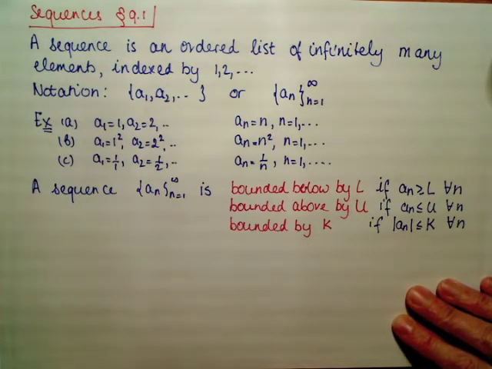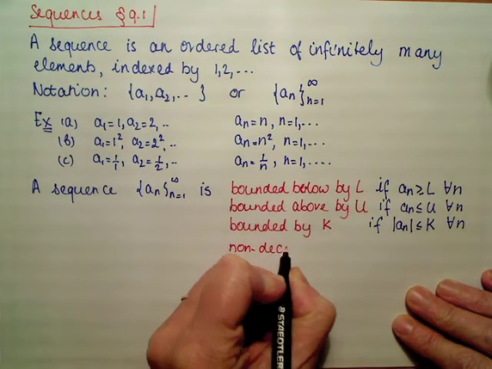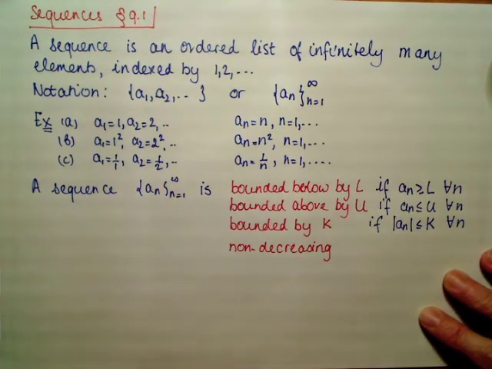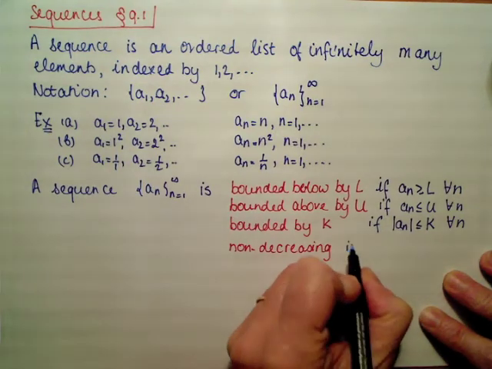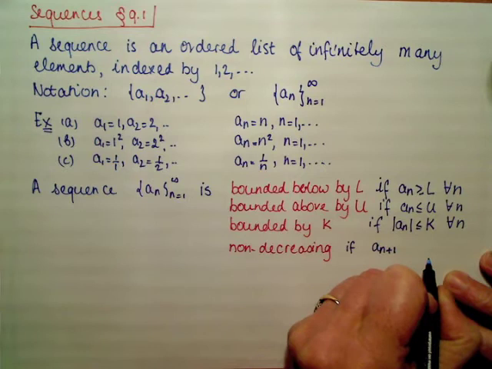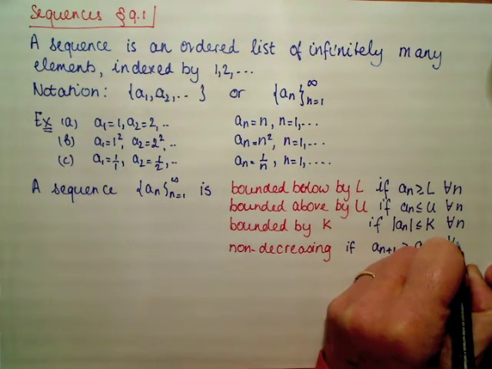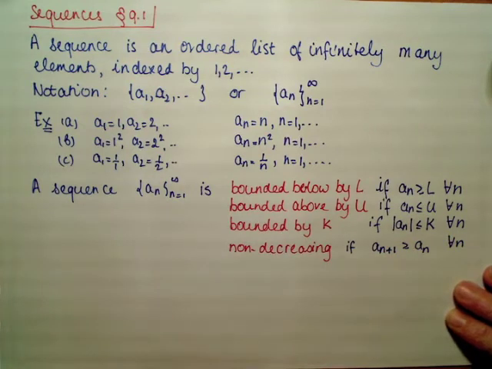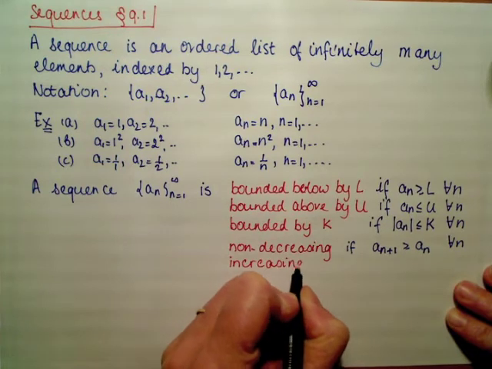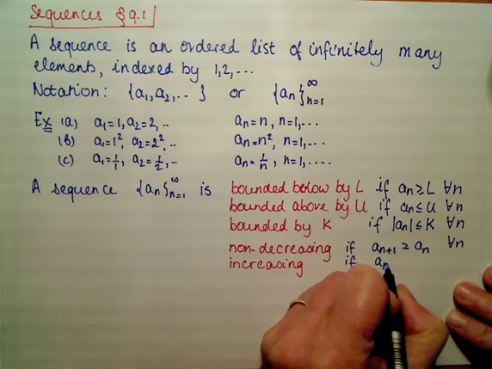Now we can say something also about when a sequence exhibits a certain pattern. And we call it either non-decreasing. So the pattern is non-decreasingness. And when does that happen? If every successive element from the sequence is at least as big as the previous one. It is increasing if every subsequent element from the sequence is larger than the previous one, strictly larger.